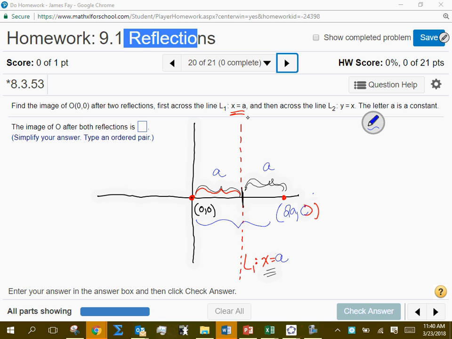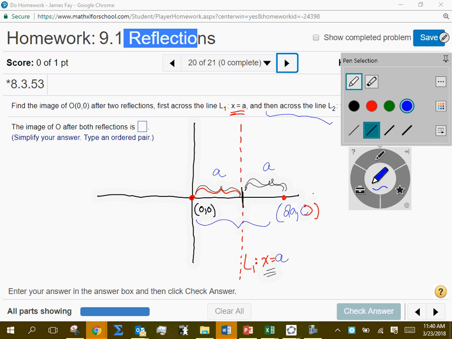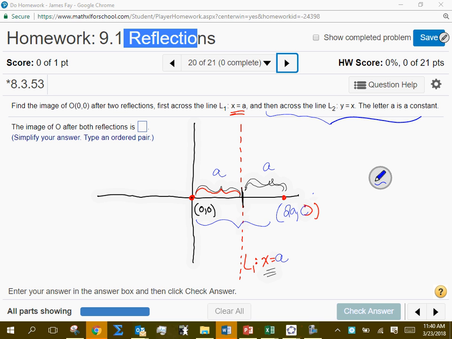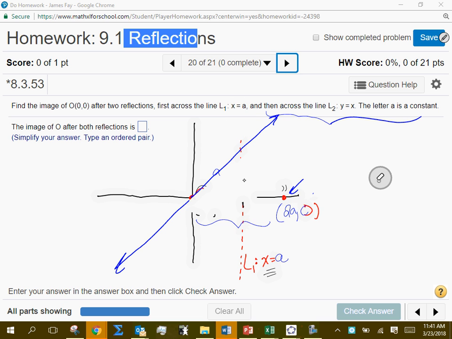Yeah, because now the next part says, and then reflect across the line y equals x. So now I'm going to take this point right there, and I'm going to reflect across that line y equals x. Is that all right, everybody? So I'm going to erase this to clean things up a little bit. At least erase some of it.